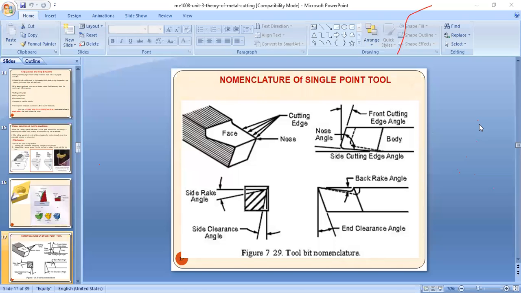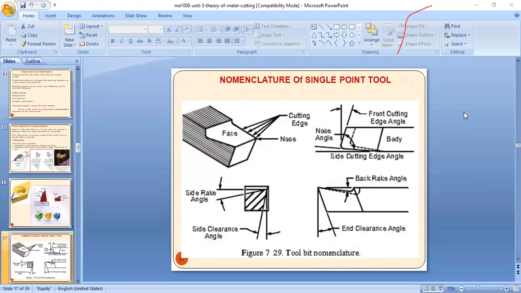Whenever you go for the longitudinal feed, longitudinal is parallel to the x-axis, and we have the transverse feed, which is in a perpendicular direction to the tool. So that is the difference between the end clearance angle and the side clearance angle.